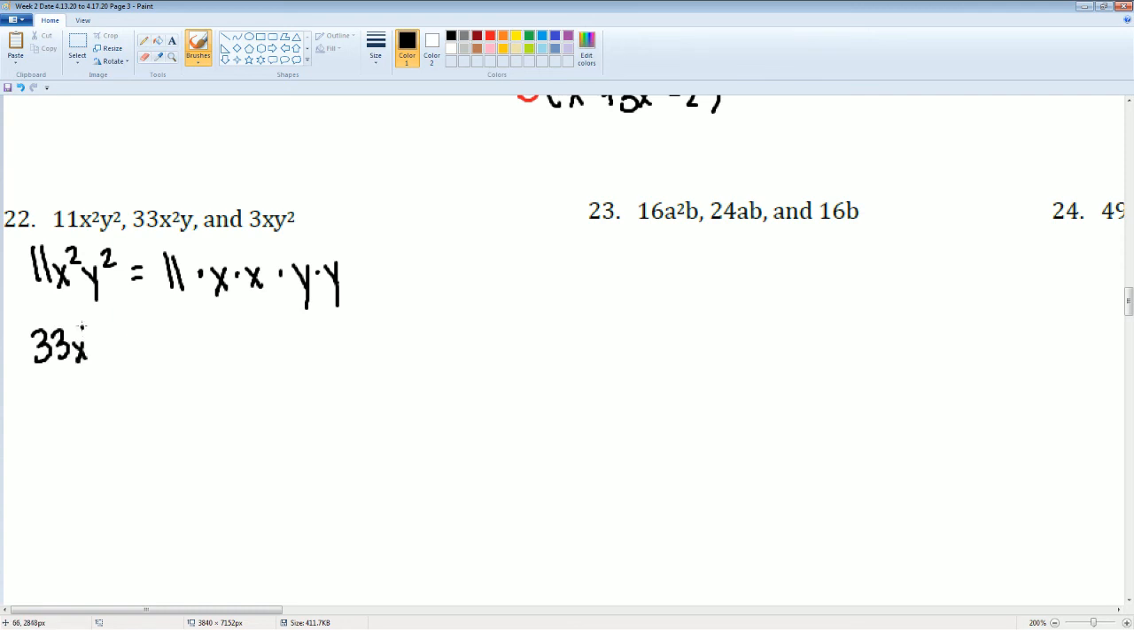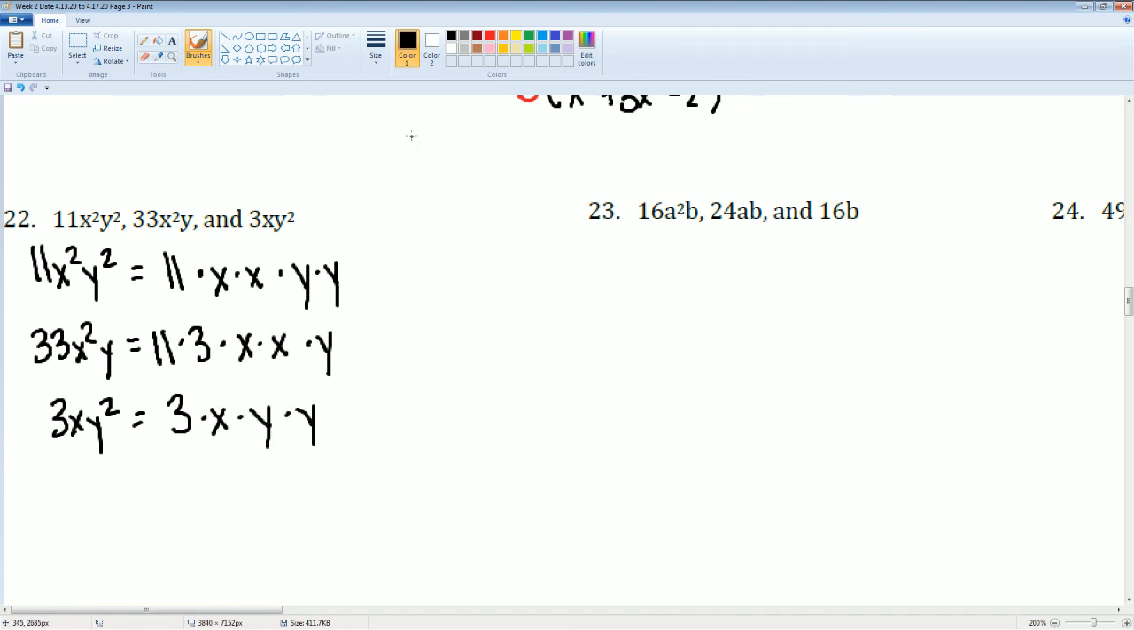33x squared y. What makes up the 33? You have an 11 times 3. How many x's? 2 of them. How many y's? 1 of them. 3xy squared. 3 is the only number there. You have 1 x and 2 y's.